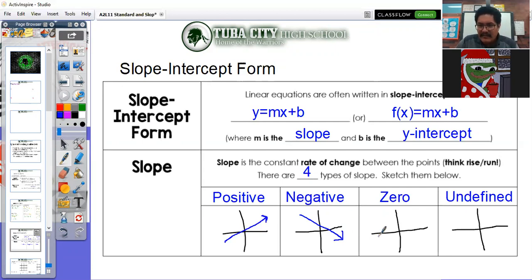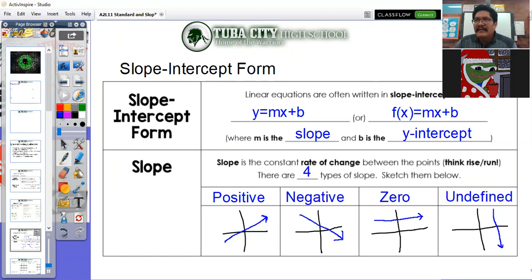And then there are zero lines. A zero line, now in this case again, it's just because of my graph, it doesn't quite work out the same way. Zero lines are perfectly horizontal. They don't really have an up or a down pitch. They just sort of run parallel to the x-axis. And then there is the last kind, which is an undefined slope.